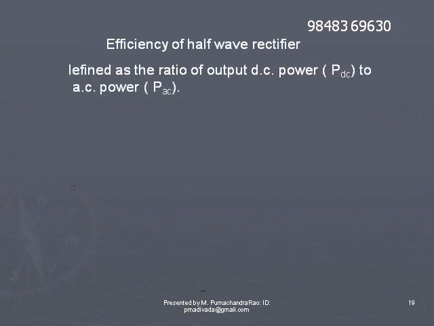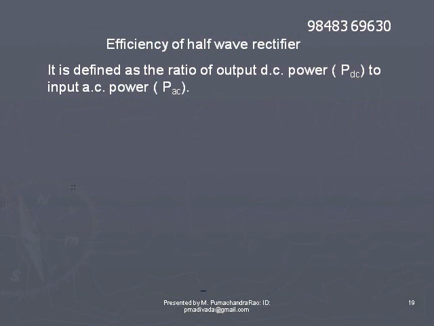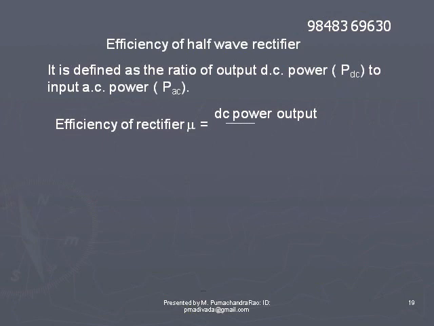Efficiency of the rectifier. Efficiency is defined as the ratio of output DC power to the input AC power. The ratio of output DC power to input AC power is called the efficiency of a rectifier. Efficiency eta is equal to DC power output by AC power input, PDC by PAC.